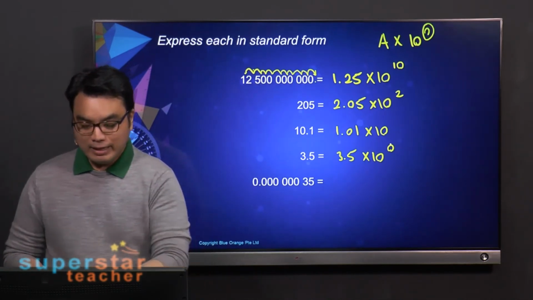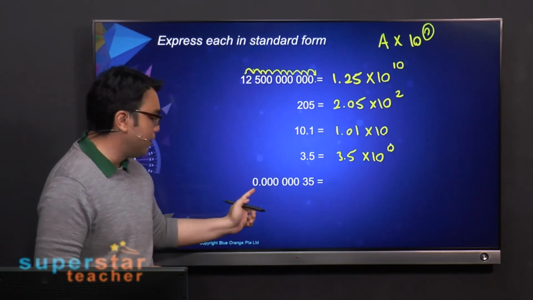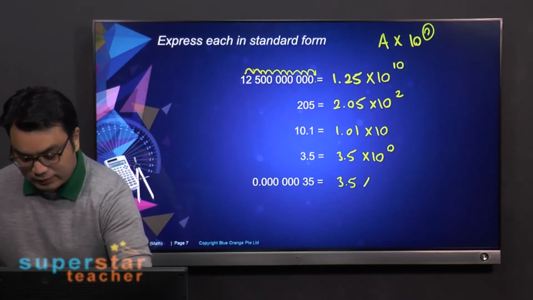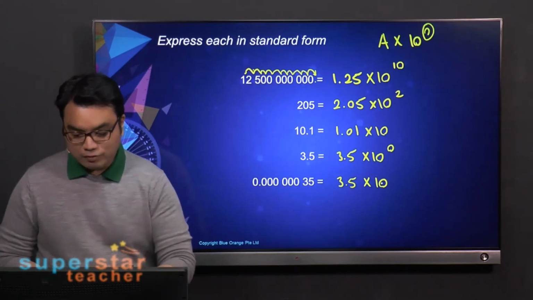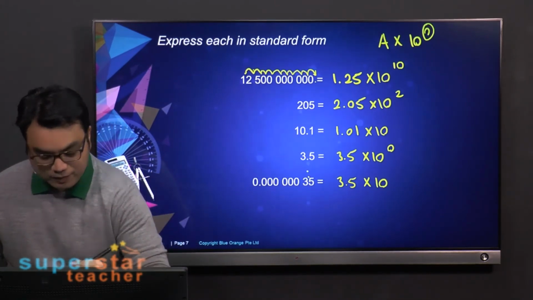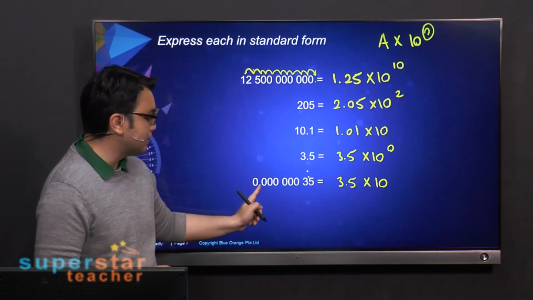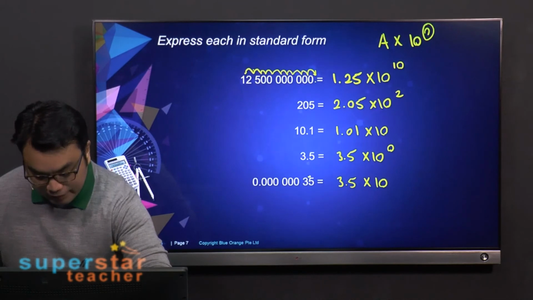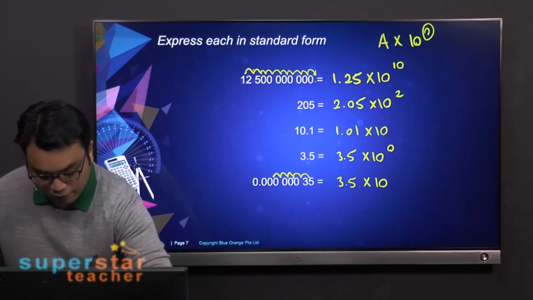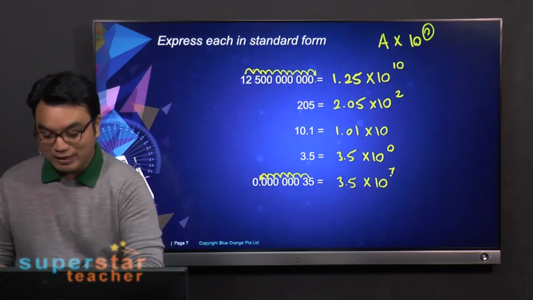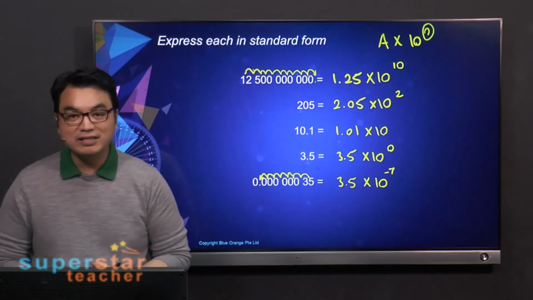And let's say for this very small number over here, I'll write 3.5 first times 10. Now, the decimal point is from here, and I want to go back to the original position of the decimal point. So I move left, how many times? 1, 2, 3, 4, 5, 6, 7. 7 steps. But is it 10 to the power of 7? No, it is 10 to the power of negative 7.